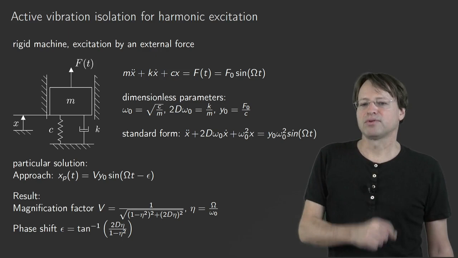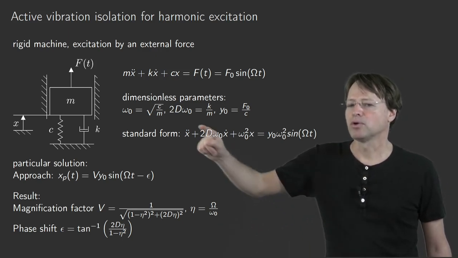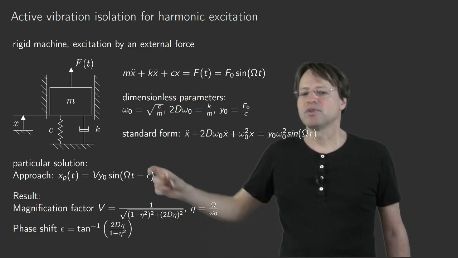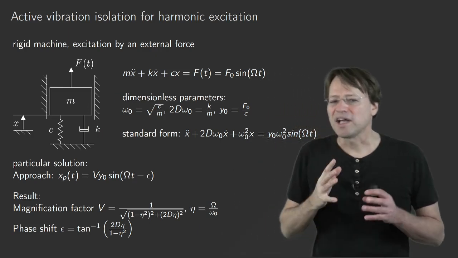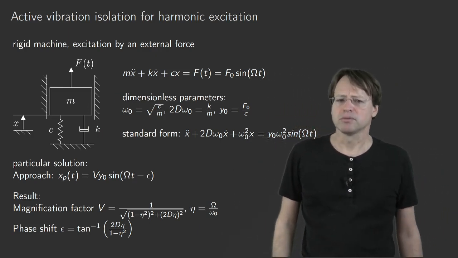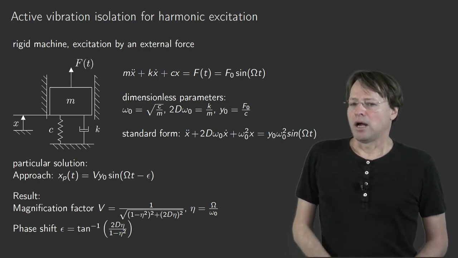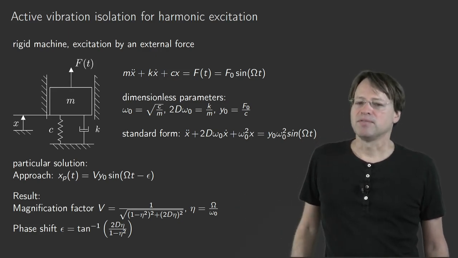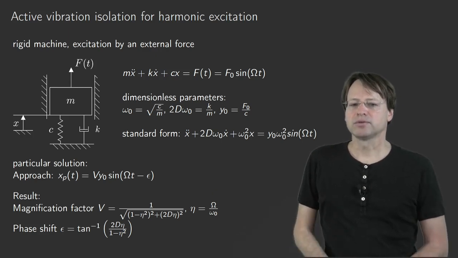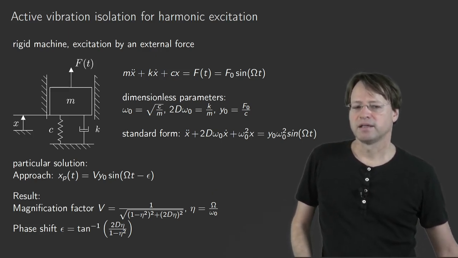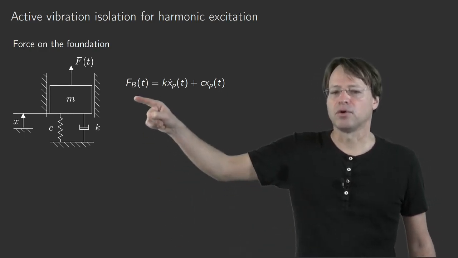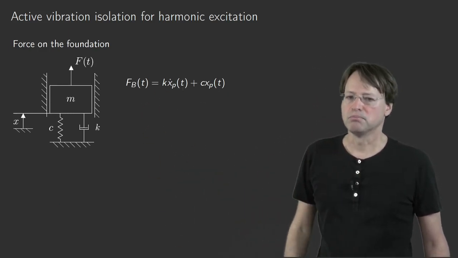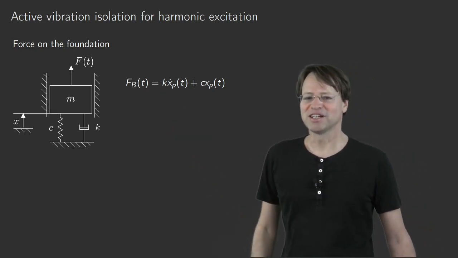But what can we learn from that solution about our system, especially about that connection between the machine and the foundation that we would like to design as well as possible, of course? So we will not stop here, but we will use that solution in order to compute the force with which the system acts on the foundation. That force, the ground force, B refers to the German word Boden, therefore it's F_B and not F_G here.